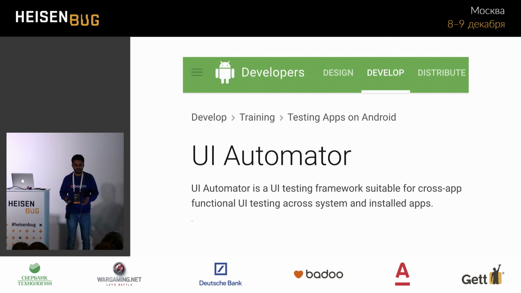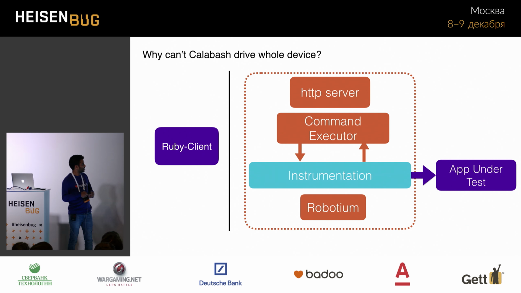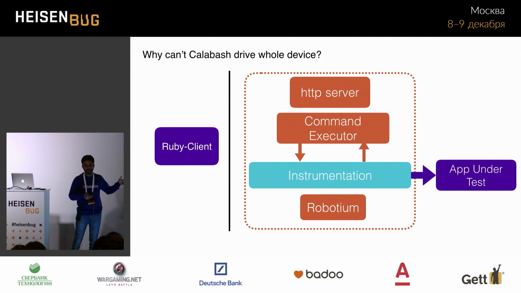Now, why can't Calabash do it? Because if you look at Calabash, it's based on a driver called Robotium at the very bottom. And this driver is based on instrumentation, Android instrumentation. The way Calabash works is there is a Ruby client which sends the request to an HTTP server, which is in fact an APK. So the dotted lines which you see are packaged in an APK, which instruments your app under test. There's an HTTP server in this APK, which listens for the command, passes it to the command executor, and the command executor gives it to the Robotium driver, which in turn drives the UI.